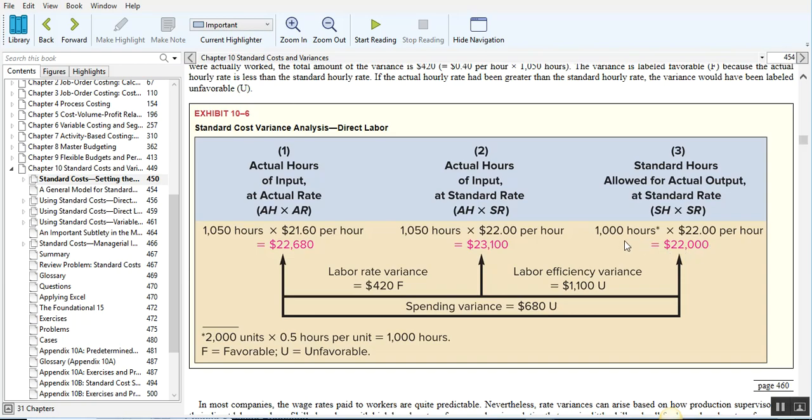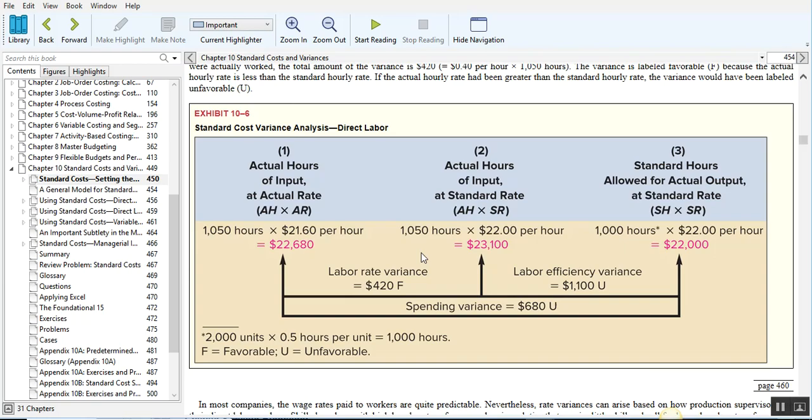So we wind up with $22,000 here. And when we compare the standard hours times the standard rate with the actual hours times the standard rate, we get a labor efficiency variance. Instead of labeling it like a quantity variance, what we're going to think of is that we used more hours than planned. The actual hours were more than planned, so there's an unfavorable labor variance. If we use less hours than what we planned, that would be favorable.